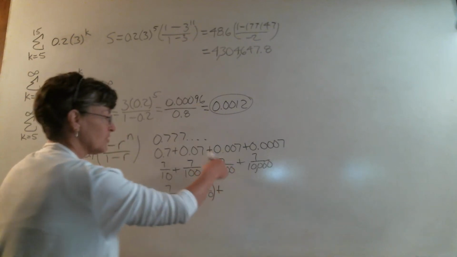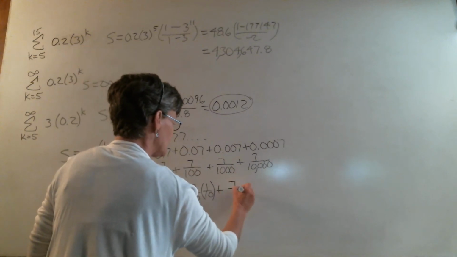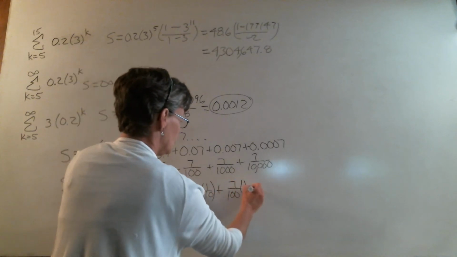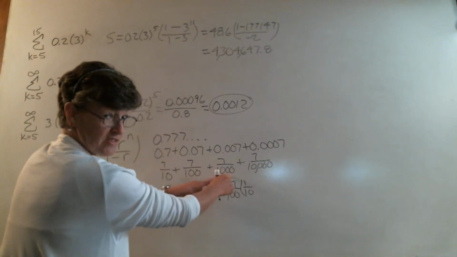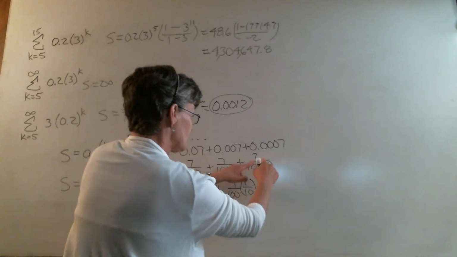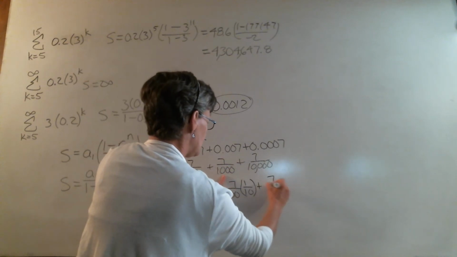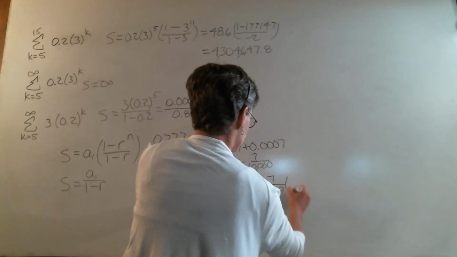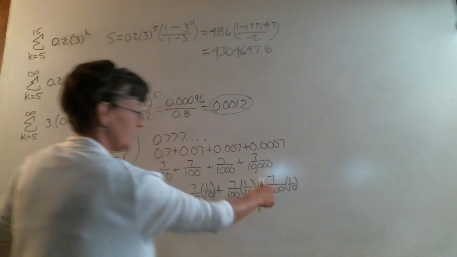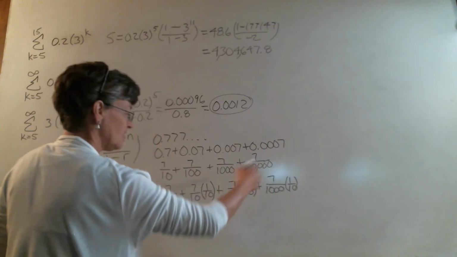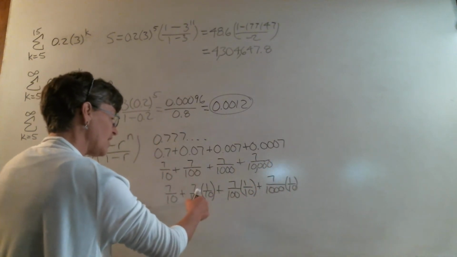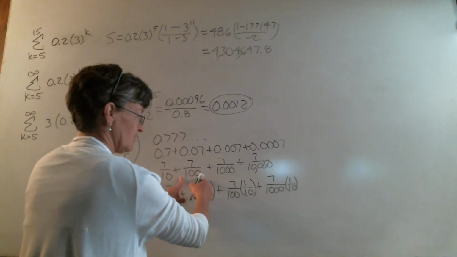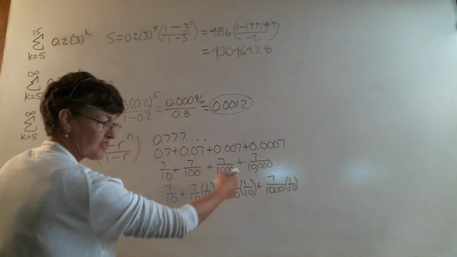And I can do the same thing for this guy. This guy, 7 over 1,000, is the same thing as 7 over 100 times 1 over 10. I just need an extra 10. And this guy, same thing. I can write as 7 over 1,000, and then that 1,000 needs an extra 10 to become 10,000, and so on. So each time I'm writing my next term using the term in front of it, and then I'm multiplying by the same number each time.